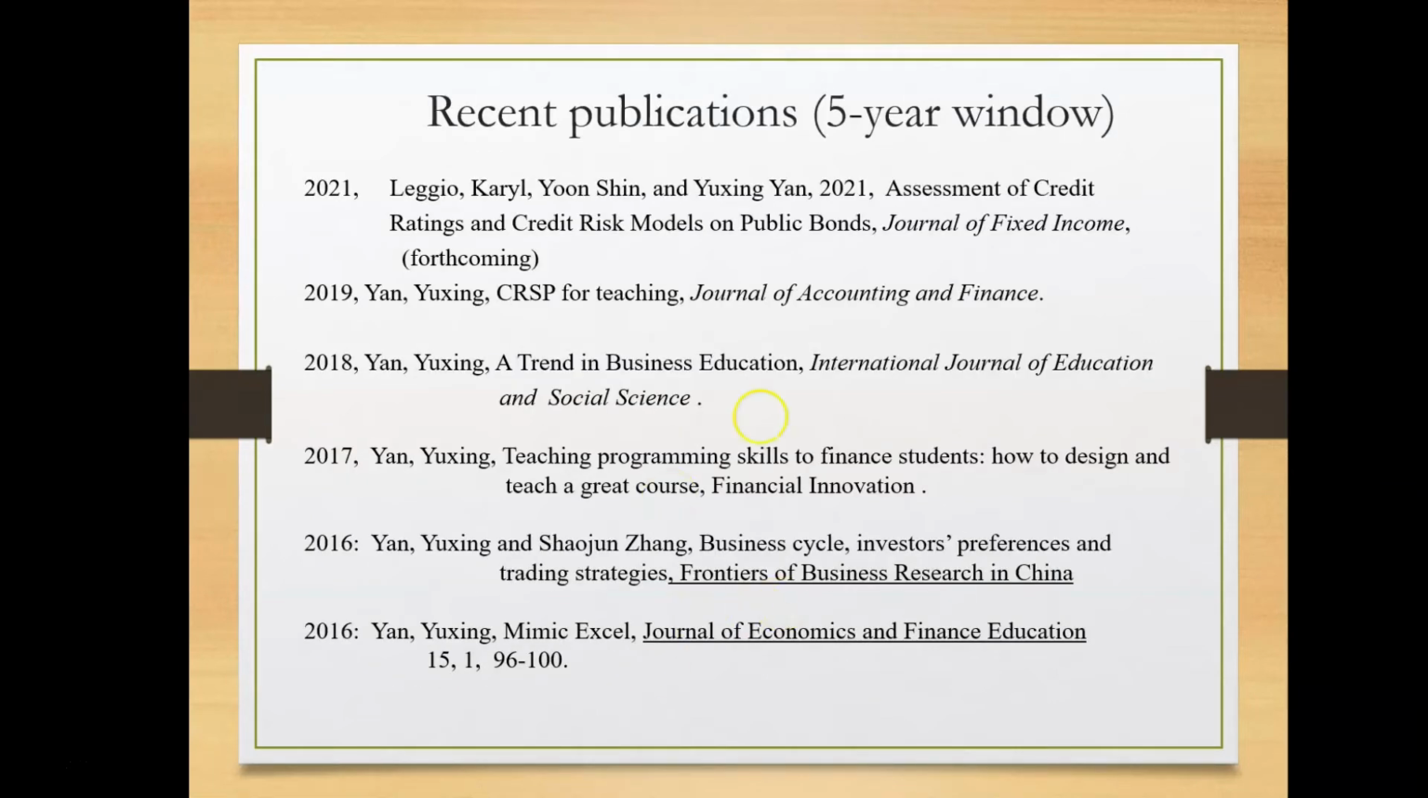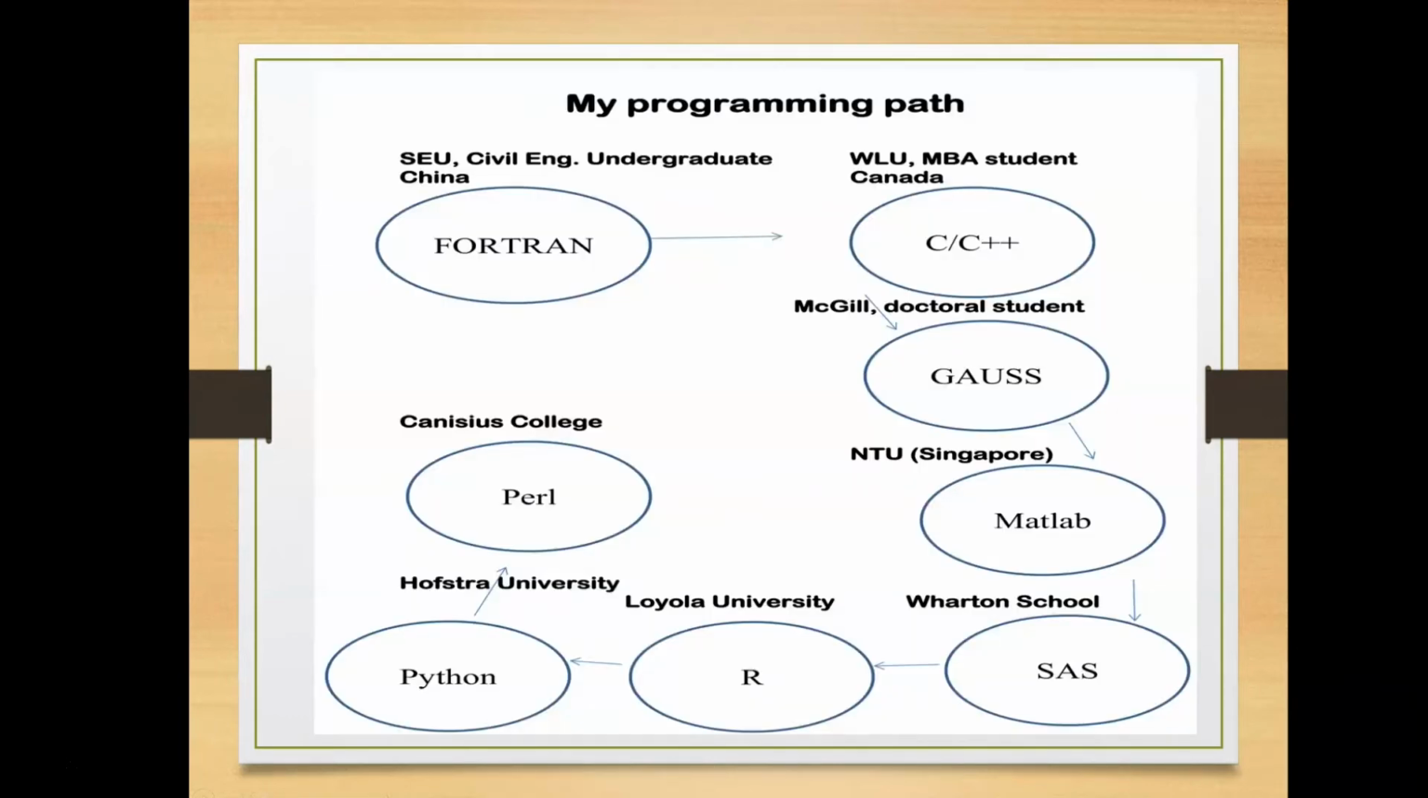Okay, in the recent 5-year window, 1, 2, 3, 4, 5, 6. So I have so far 6 publications. Okay, so this is my programming path.